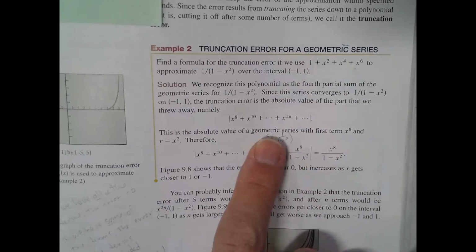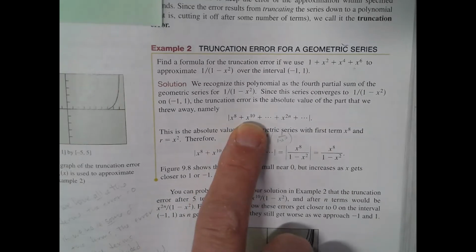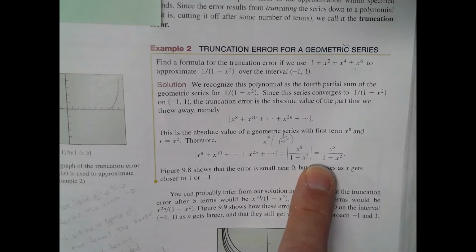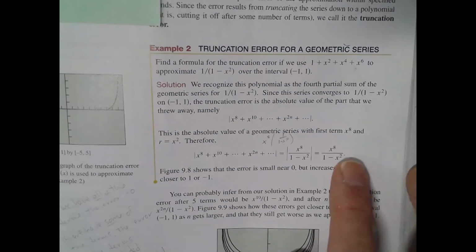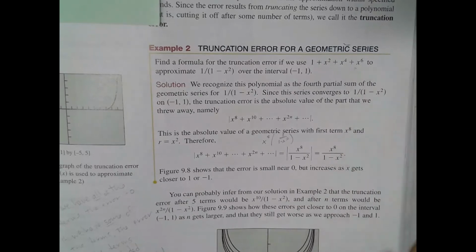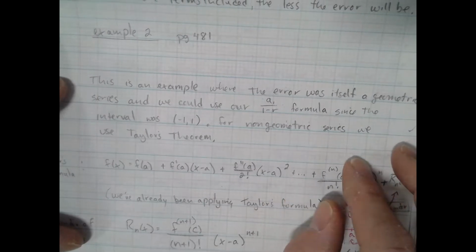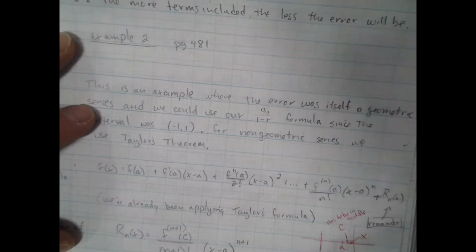well, we could just say, that's my initial term, and we're still multiplying by x squared every time, so it'd be x to the 8th over 1 minus x squared. So that would be the error. It's every term after the x to the 6th. So it says the error itself is a geometric series. Like I said, they aren't always going to be that way. Most of them are not.